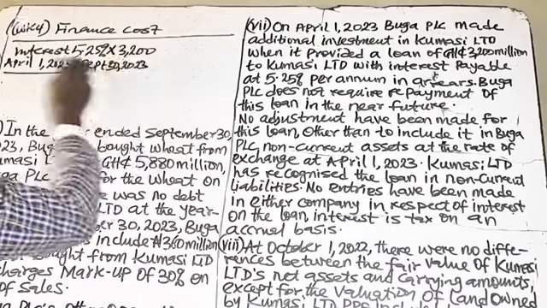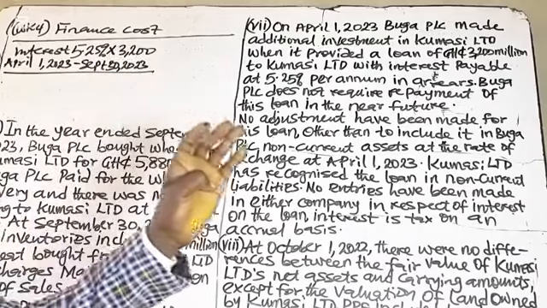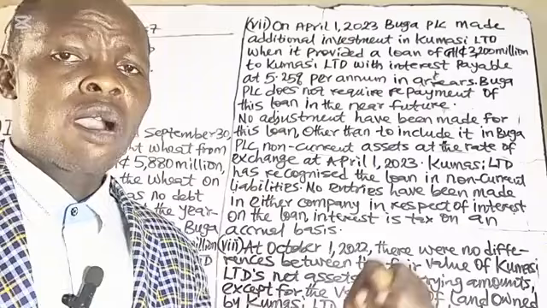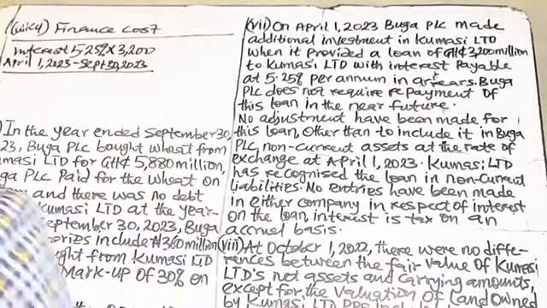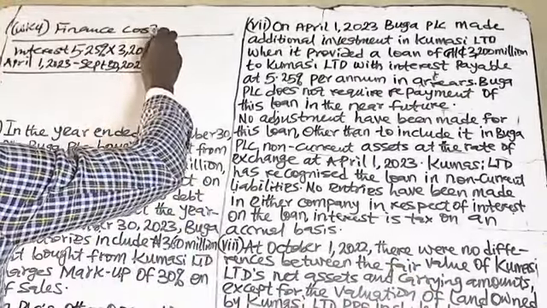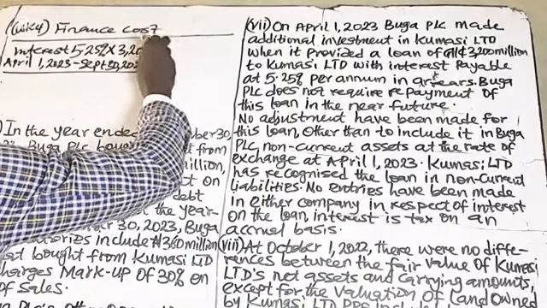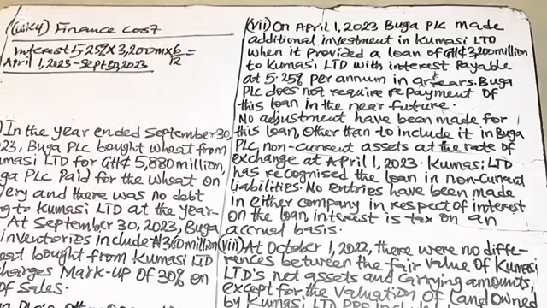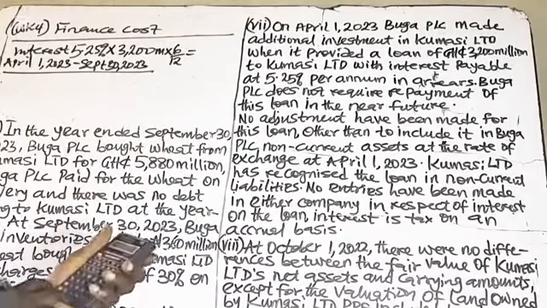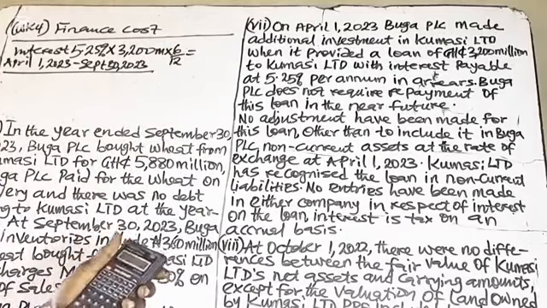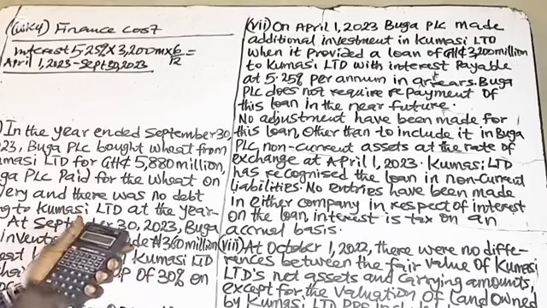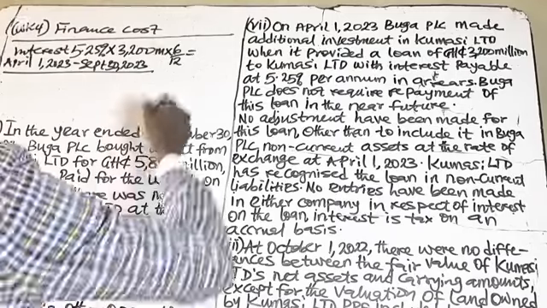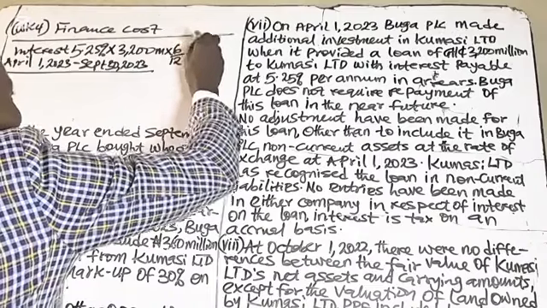How many months is this? We have April, May, June, July, August, September. 6 months interest is due for payment, multiplied by 6 out of 12 months in a year. And how much is the interest that will be recognized? 5.25 times 32 times 6 divided by 12. So we have interest of 84 million Ghana cedis.